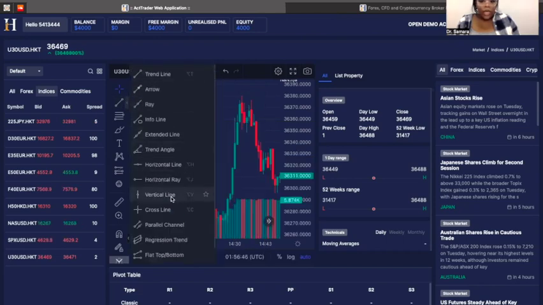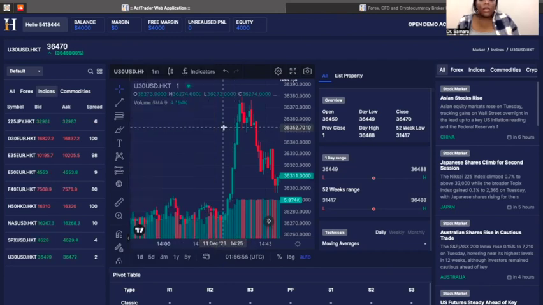I truly like this a lot. It provides the trend line. It provides your horizontal line. As long as I'm able to have my indicators, I'm good. It literally is TradingView, but within the Hankotrade platform.